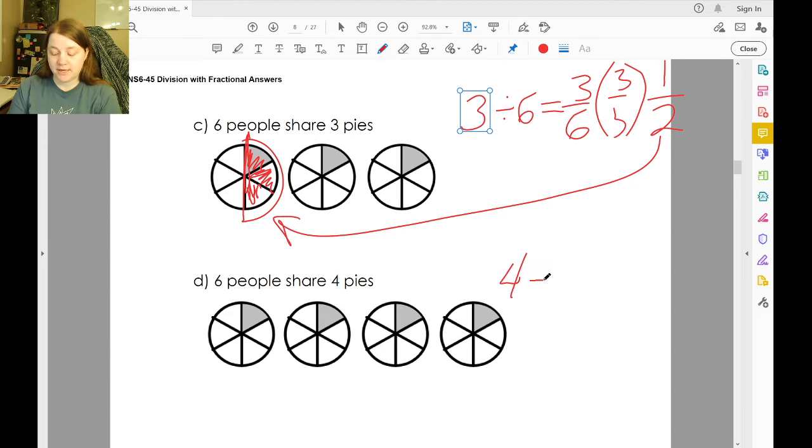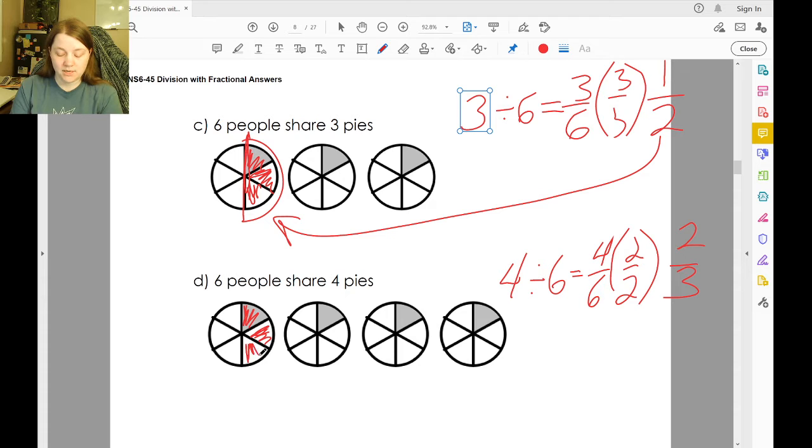6 people sharing 4 pies. That's 4 pies divided by 6 people equals 4/6. You can simplify this by 2 over 2. 4 divided by 2 is 2. 6 divided by 2 is 3. And let's look at how 1, 2, 3, 4/6 is the same thing as saying 2/3.